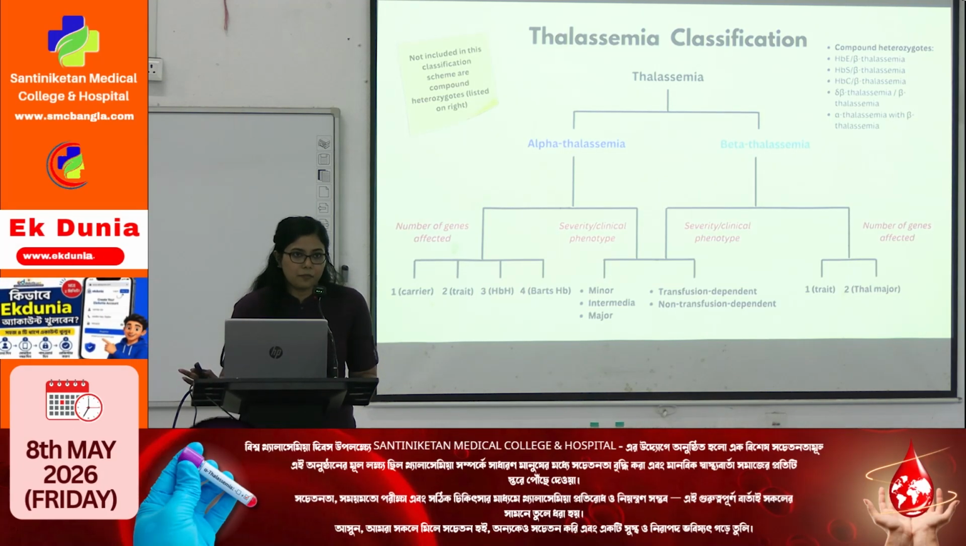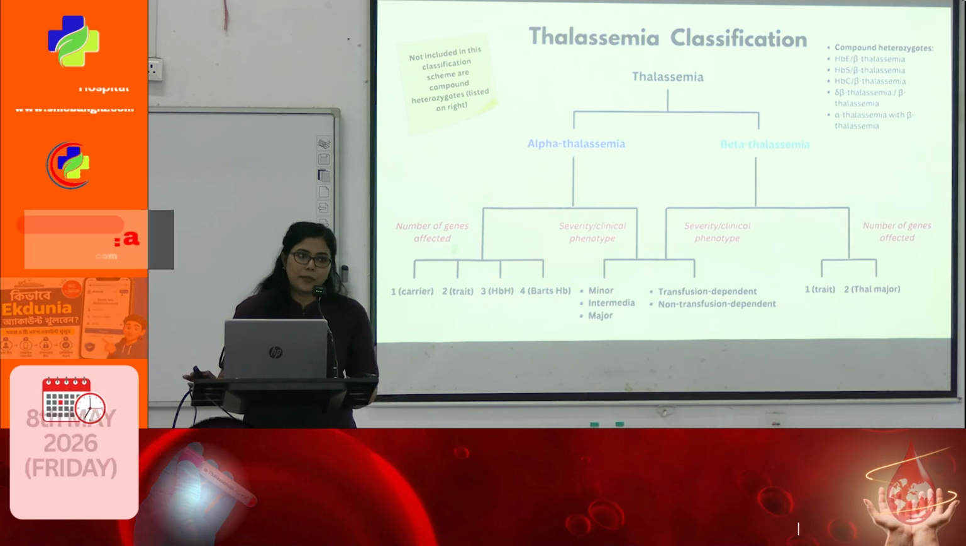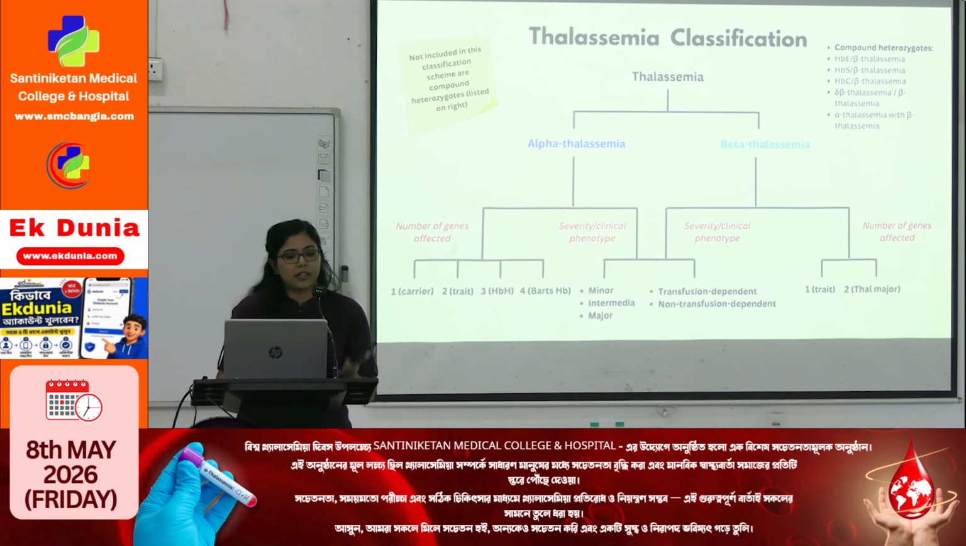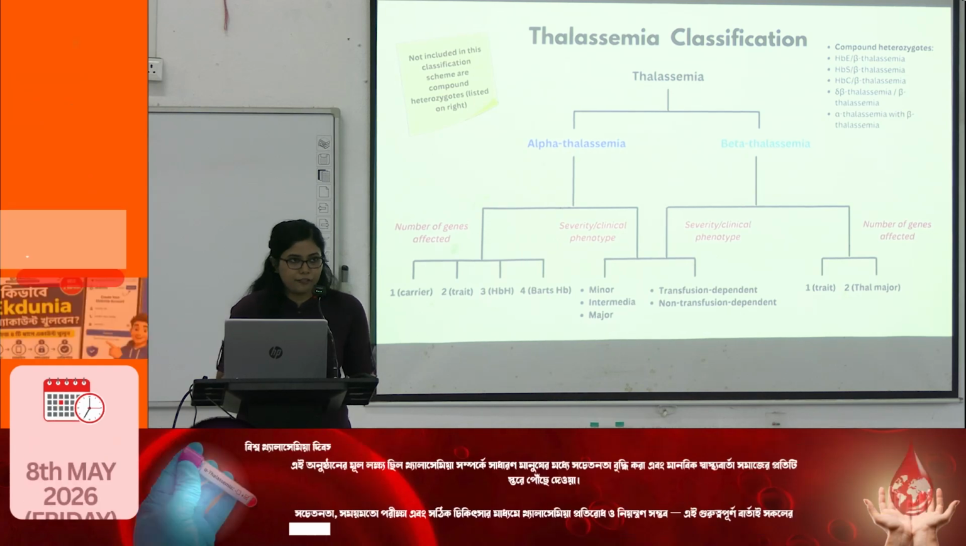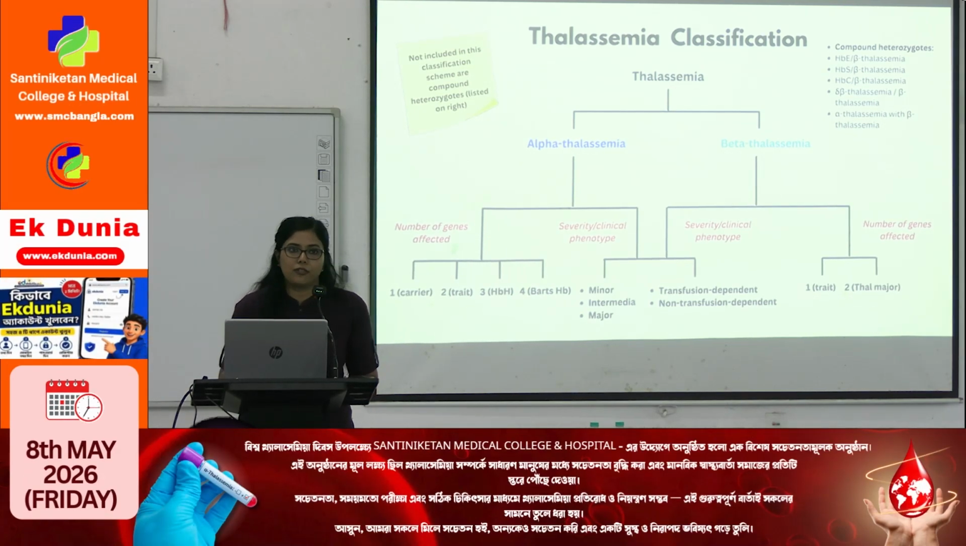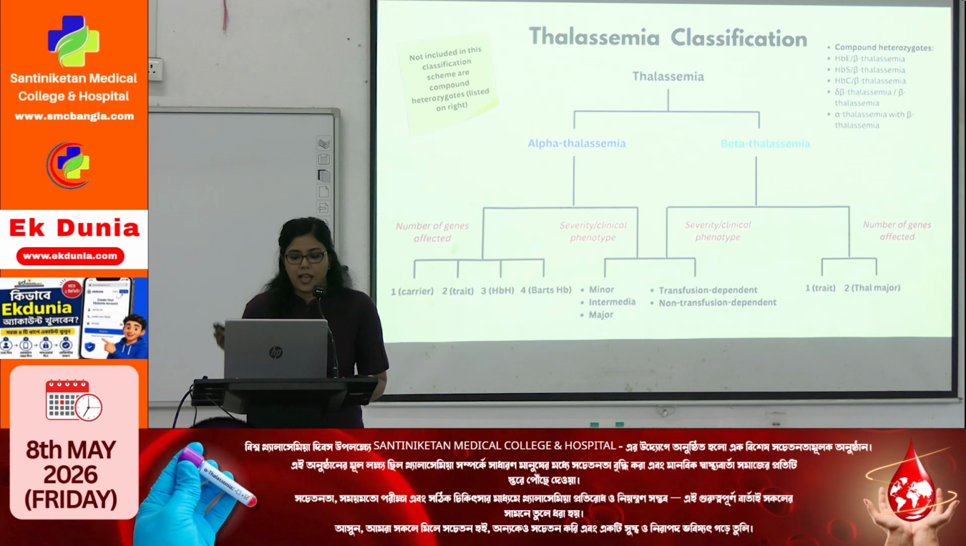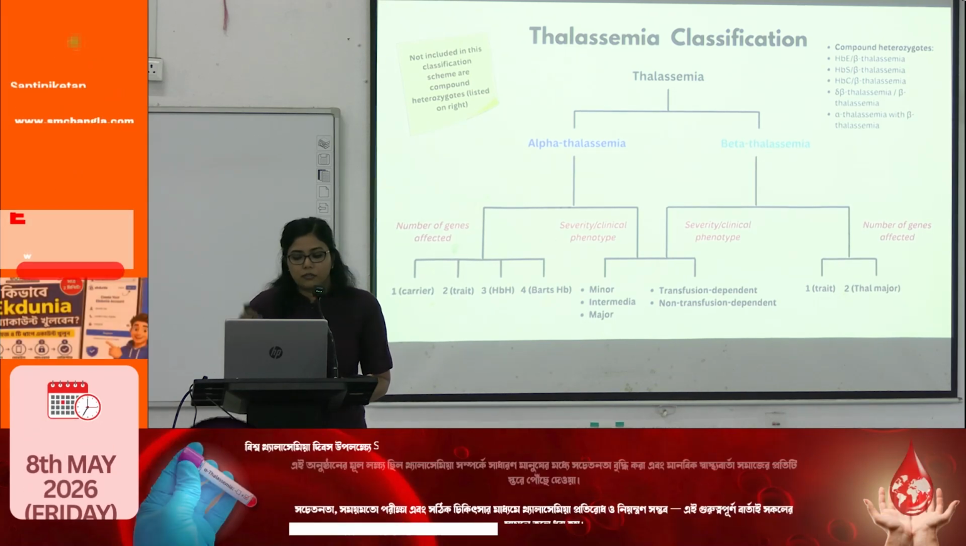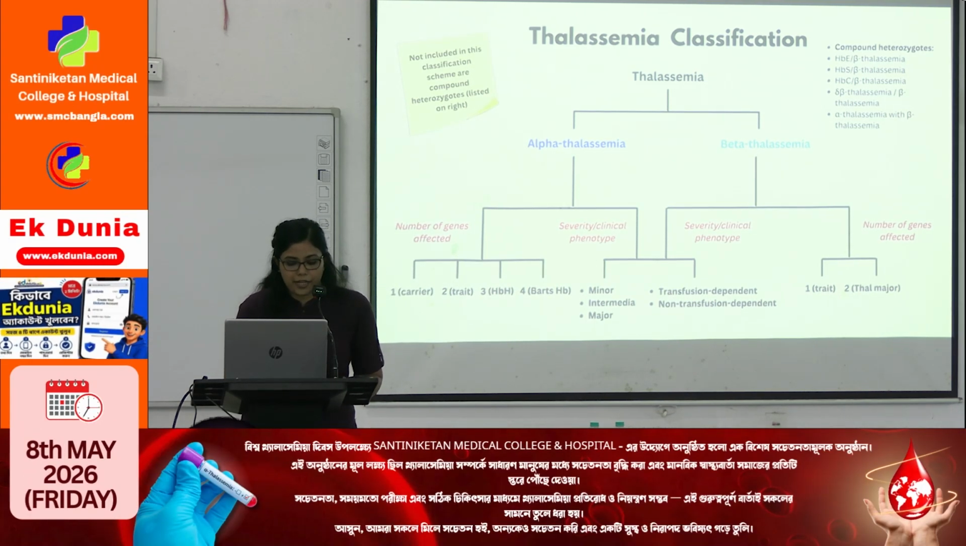So, coming to the classification of thalassemia. Broadly we divide them into alpha and beta thalassemia. Depending on clinical presentation and genotype, they are further classified. Among the 4 alpha genes, whenever one gene is affected, it is the carrier form of alpha thalassemia. Whenever 2 genes are affected, it is trait. If 3 genes are affected, we see the HbH disease, and when 4 genes are affected, we see hemoglobin Bart's disease. In beta thalassemia, whenever 1 gene is affected, we see beta thalassemia trait, and whenever 2 genes are affected, we see beta thalassemia major.